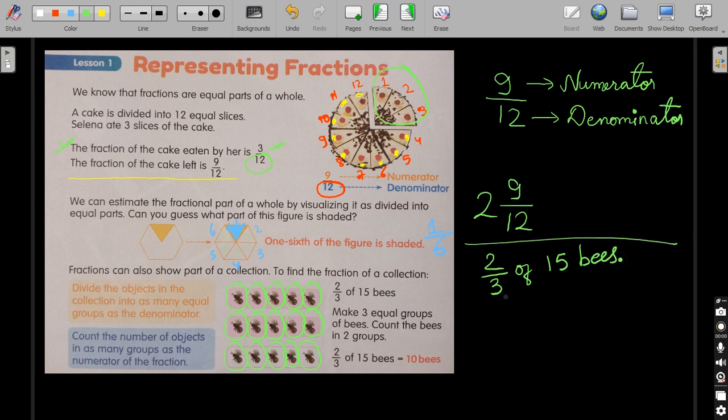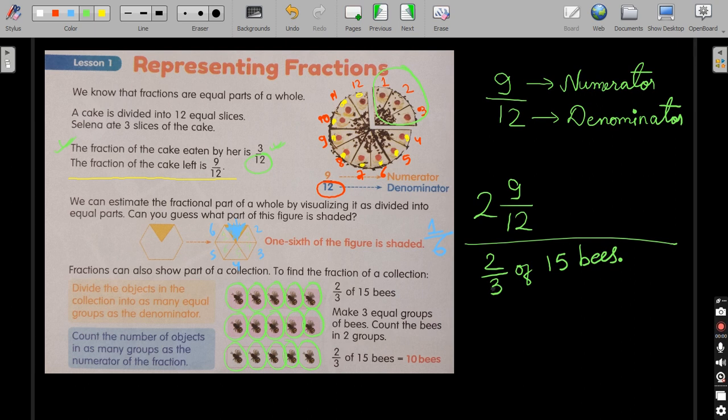The question is 2 by 3rd of 15 bees. We need to make it. For that, how am I going to solve it, students? That is the question. Now there is a rule, there is a logic I will teach you right now, by which you can easily solve it.